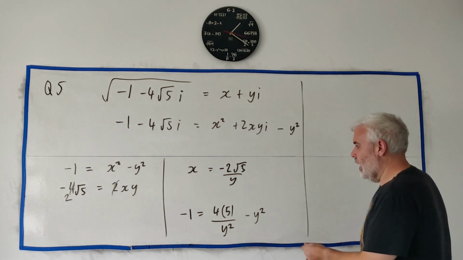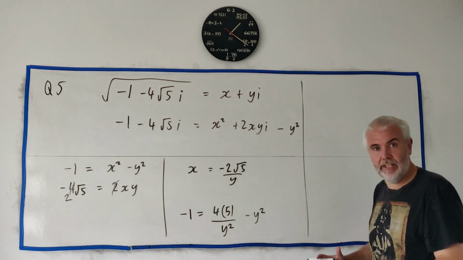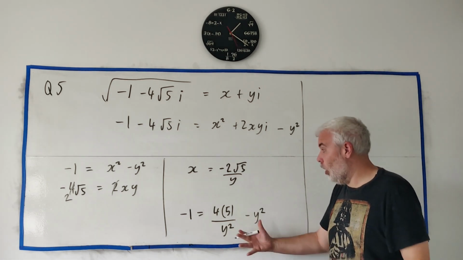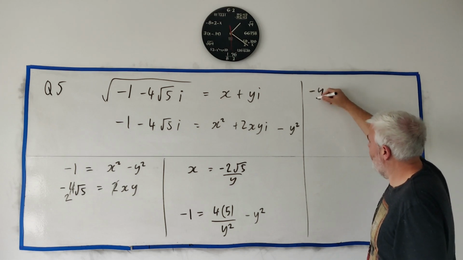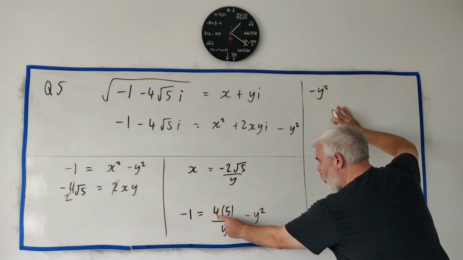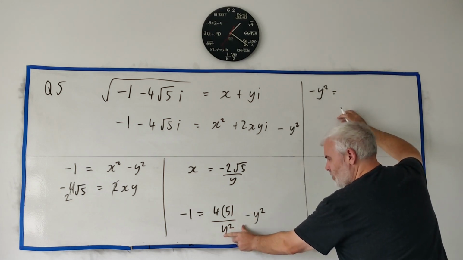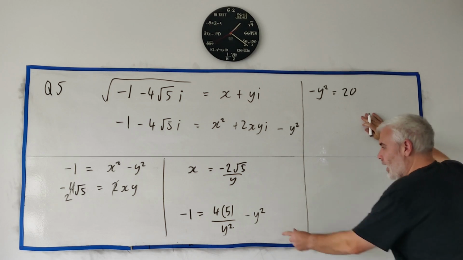We'll put it up here. If I get rid of this dividing, multiply everyone by y squared, hopefully that'll fix that. Minus 1 by y squared is minus y squared. 4 by 5 is 20. Multiply this by y squared, it just cancels. It's gone. That's what we're doing. That's why we did it.